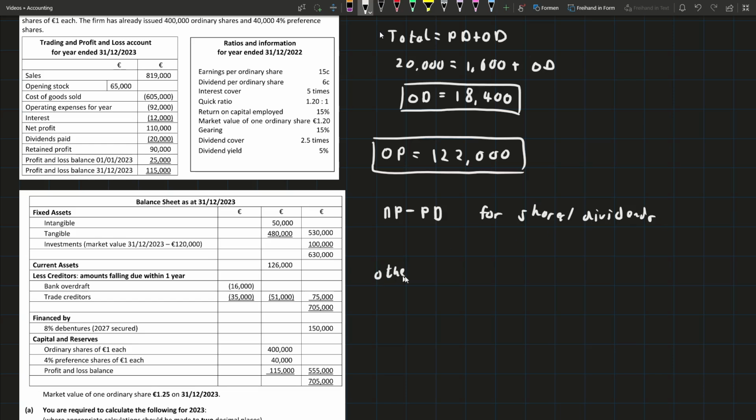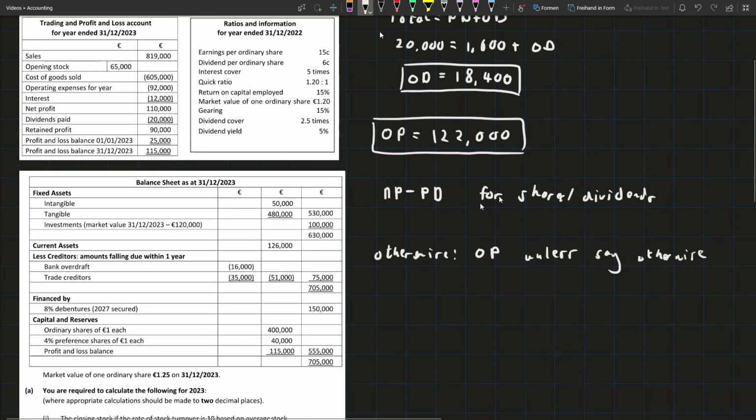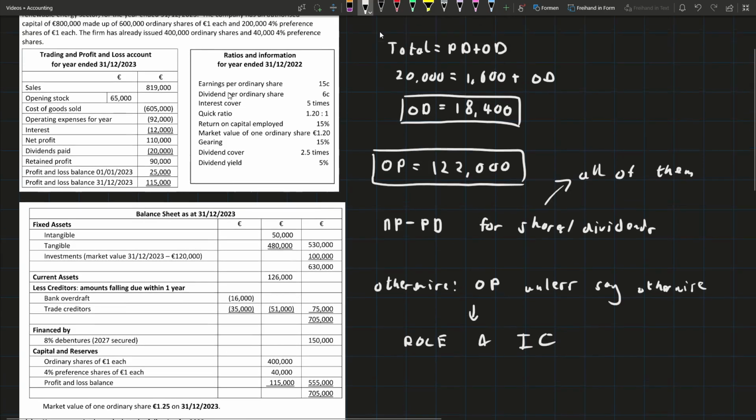Otherwise, you're going to be using operating profit unless they say otherwise. For example, they might ask for the net profit percentage or the net profit margin. In that case, obviously you're going to use your net profit, but otherwise you're going to use these. The way that I like to remember it is you use this for basically all of them, and use this one only for return on capital employed and interest cover, which you'll see as we go on. So earnings per share, that's something to do with a share. That means we're going to be using this.